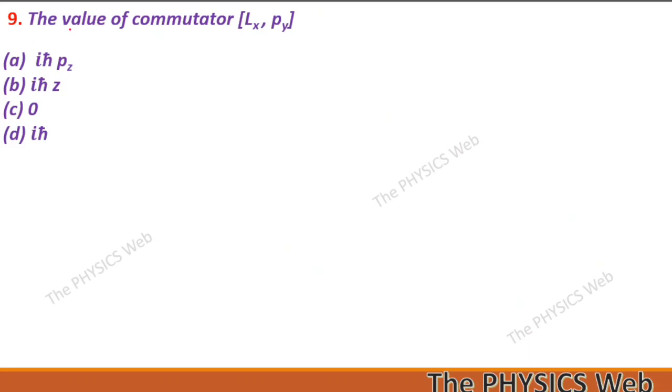Next, question number 9. The value of the commutator [Lx, Py] will be i h cut Pz. Okay, so A is your correct option.